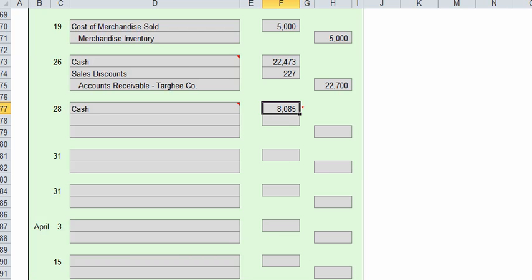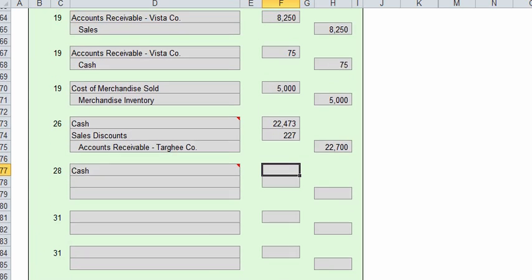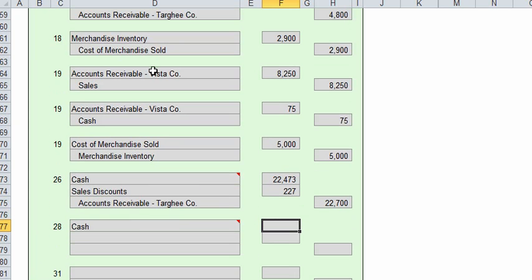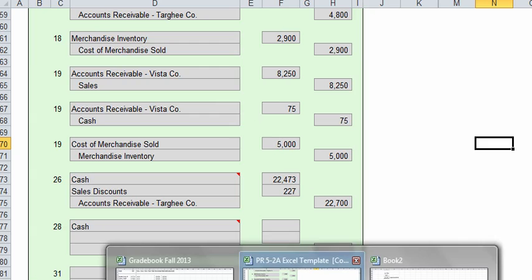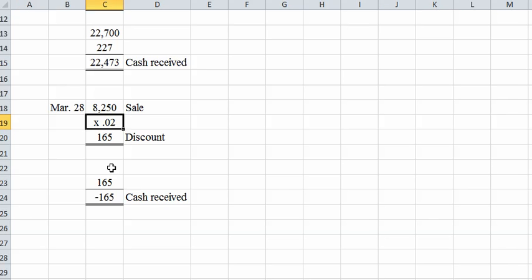It's really why I like the one entry better. You can look back up and just pick up that one number. Here we debited accounts receivable Vista Company for $82.50 plus $75. So our debit to accounts receivable Vista Company is for $157.50, which is what we'll subtract the discount from. $157.50 minus our discount of $1.65 will get us cash received of $155.85.